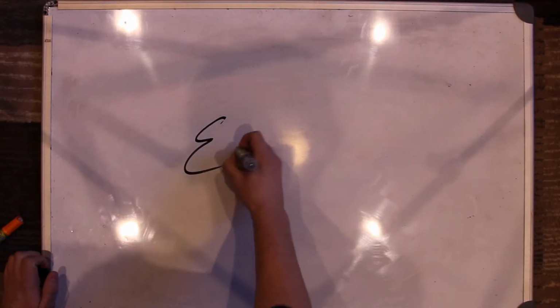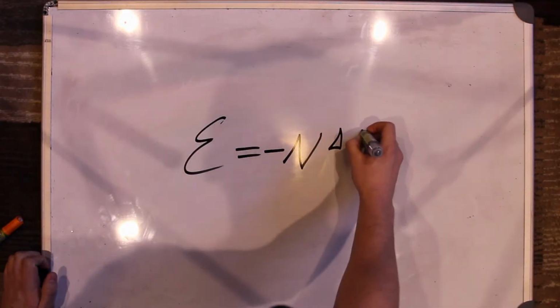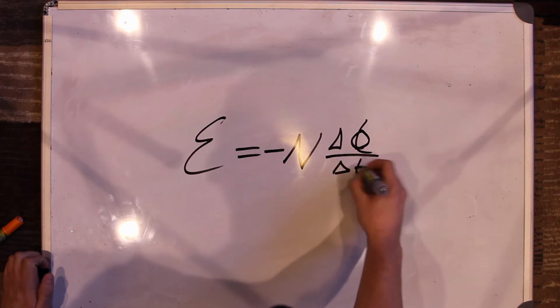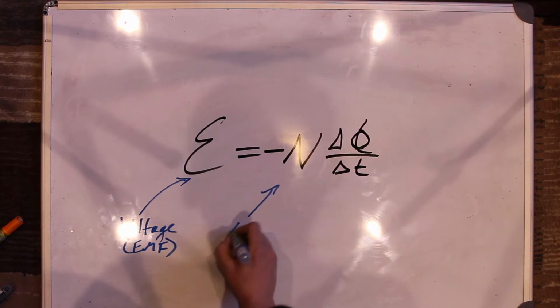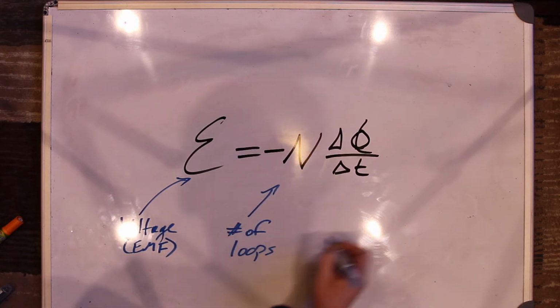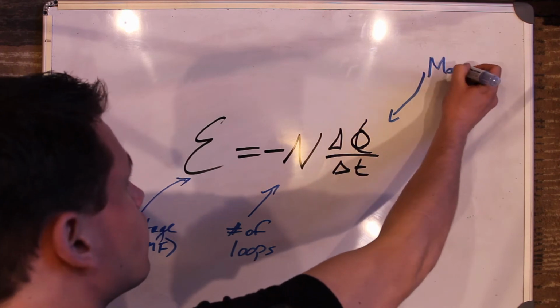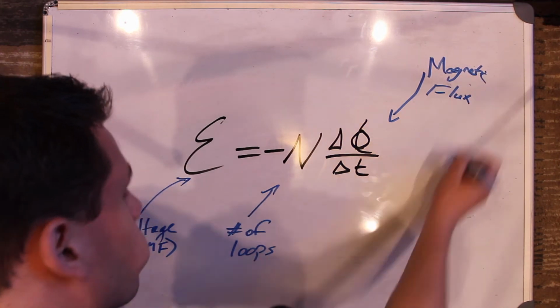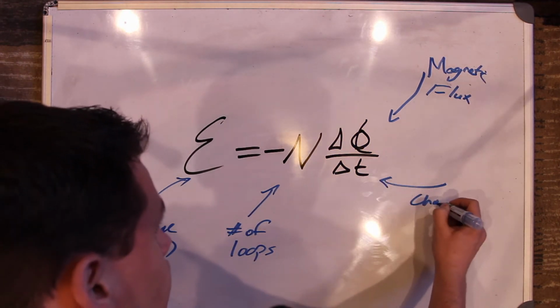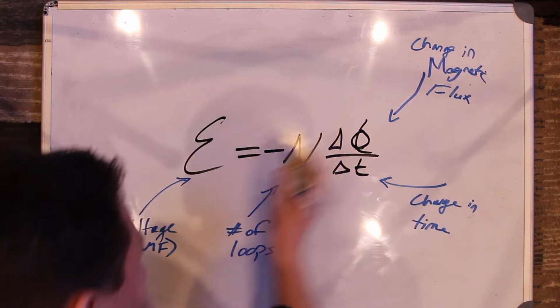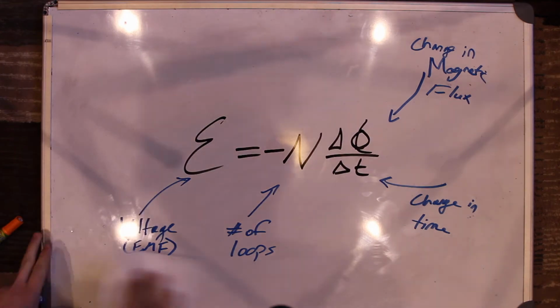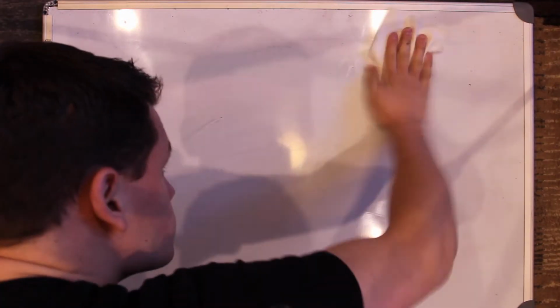So this is Faraday's law. We have E equals negative N times delta phi over delta t. E is the voltage or the EMF. N is the number of loops in your coil. Phi is the magnetic flux or the change in magnetic flux, and delta t is the change in time. Again, we want to really emphasize the change here. Things are changing and that creates the voltage.